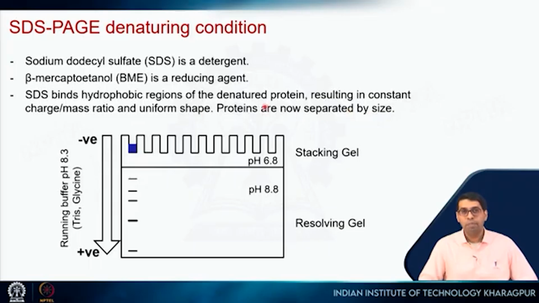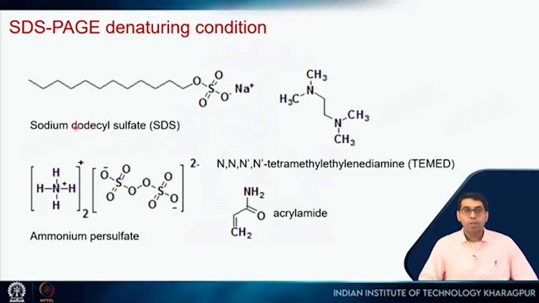It turns out that typically one amino acid will bind to one SDS molecule. So, this is your sodium dodecyl sulfate. It has a negatively charged group, and then it has this long hydrophobic chain which binds to the hydrophobic part of your protein, or hydrophobic amino acids of your protein.